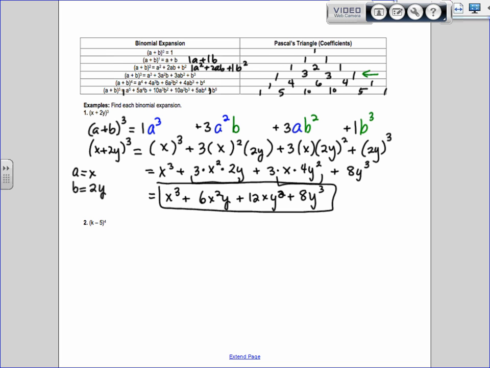So do you understand what I did there? I taught it like this for maybe 5 years, and then I was like, why am I wasting all this time writing A's and B's? Why don't I just start out and use, on this next one, X wherever I would have put an A before, and wherever I would have had a B, I'm just going to put negative 5.